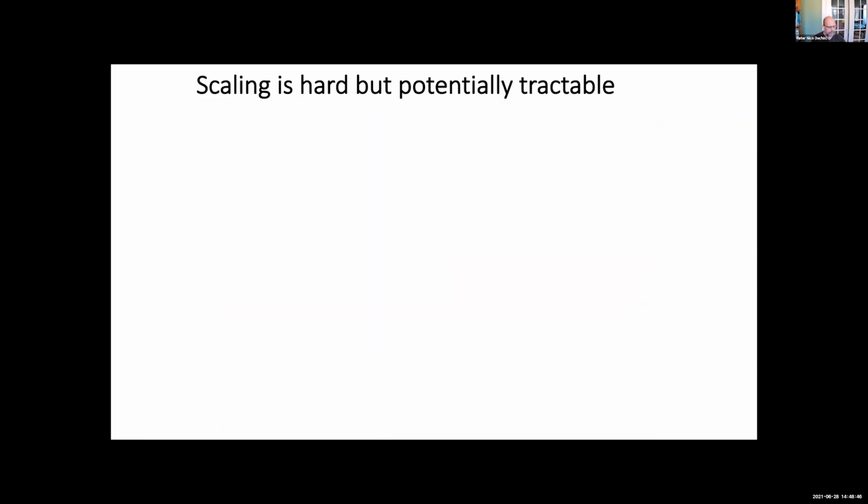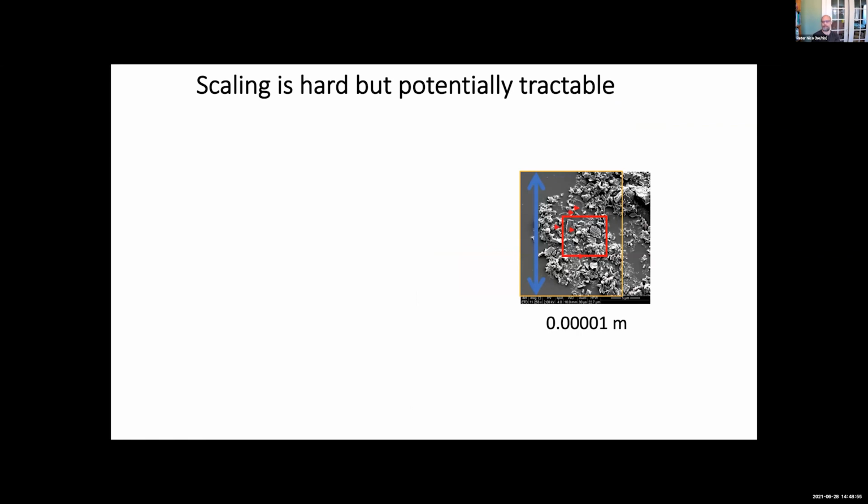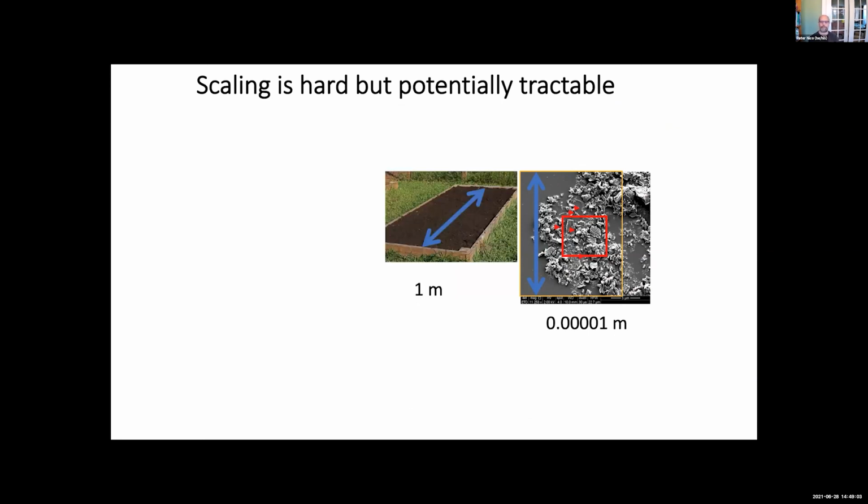And lastly, I'll talk about, for discussion, things that we are challenged by, which is the idea that scaling is hard, but potentially tractable. So we're dealing down here at this micron scale, and we're able to take a few images if we have a significant amount of beam time. And we're wanting to scale up to at least, let's say, a meter scale plot or a lab scale experiment. And we're trying to cover 5 orders of magnitude with this.